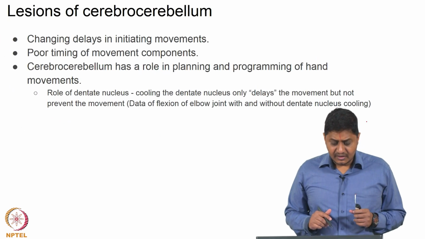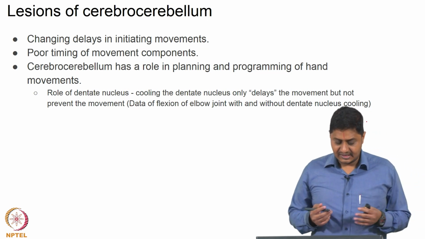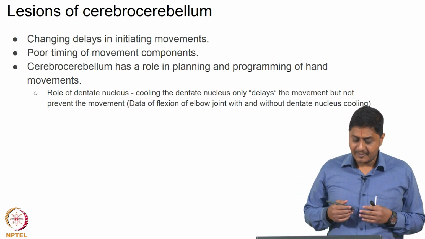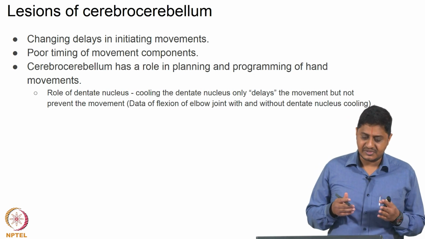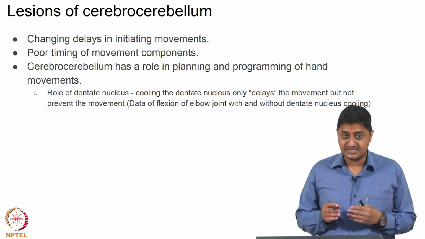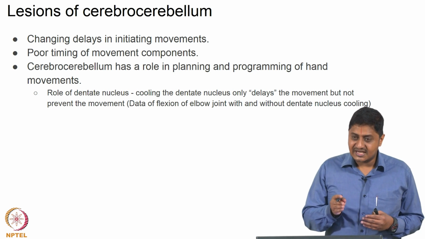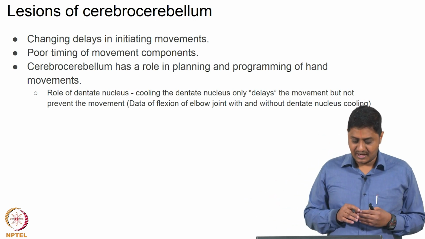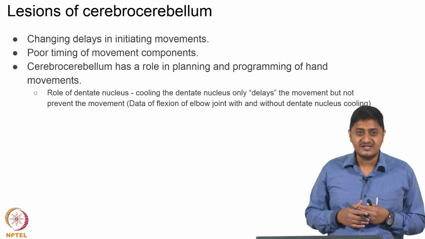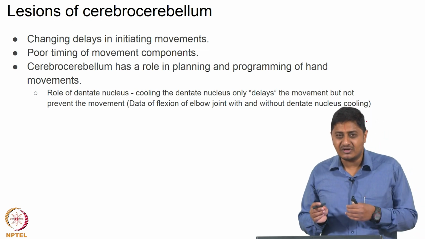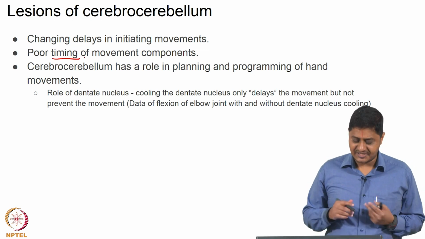Okay. Now, whenever there is a lesion in cerebrocerebellum, there is a delay in initiating movements. So, that means that there is slowness of movement. First, when a muscle is expected to be activated, this muscle is activated a little later than expected, and there is poor temporal coordination of various components or poor sequencing of movement components. So, our timing of components is compromised.